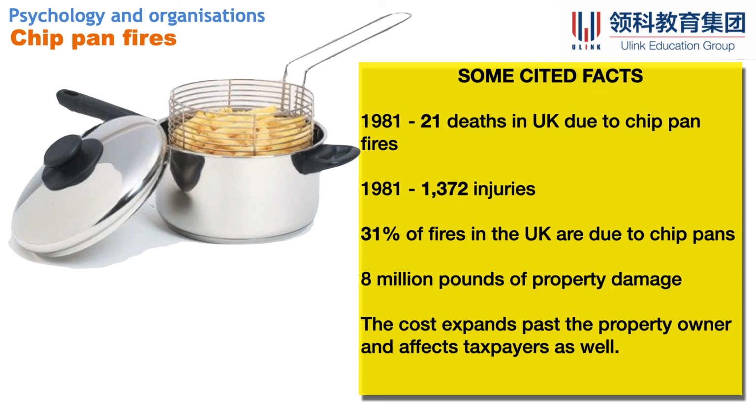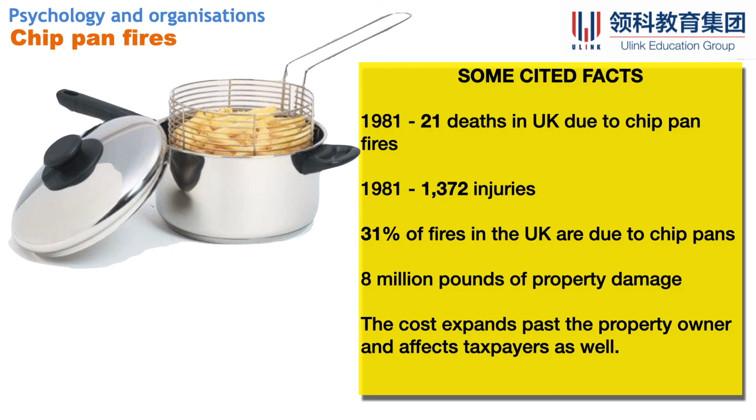You could see some statistics here that show you how dangerous they can be. In 1981, there were 21 deaths in the UK due to chip pan fires. But look at those injuries, about 1,400 injuries nearly. And 31% of fires in the UK are actually due to chip pan fires. So there's a lot of tragedy associated with this way of cooking, and also property damage as well. Now, it's worth spending taxpayer dollars to address this because there's so much loss in property.